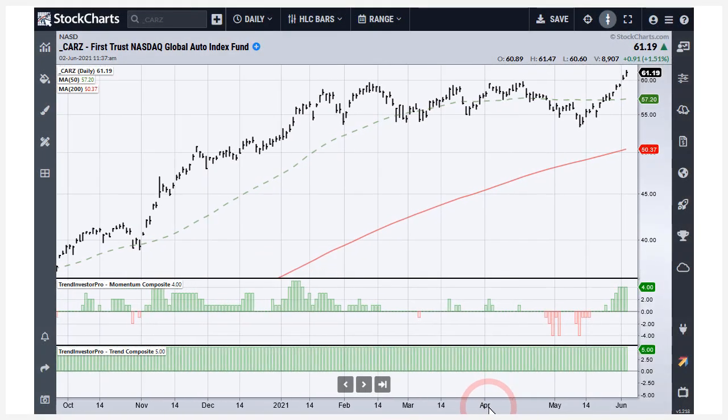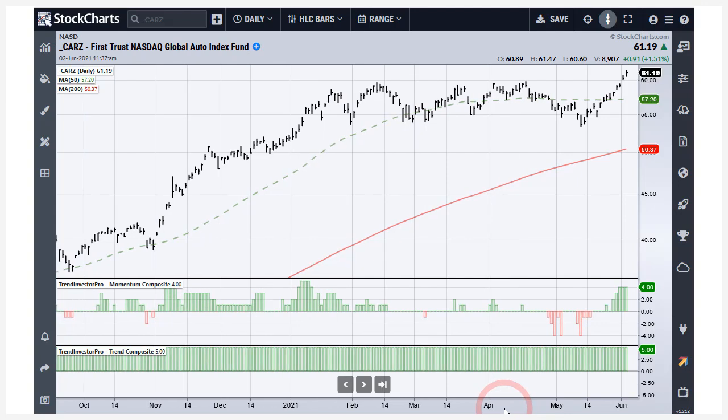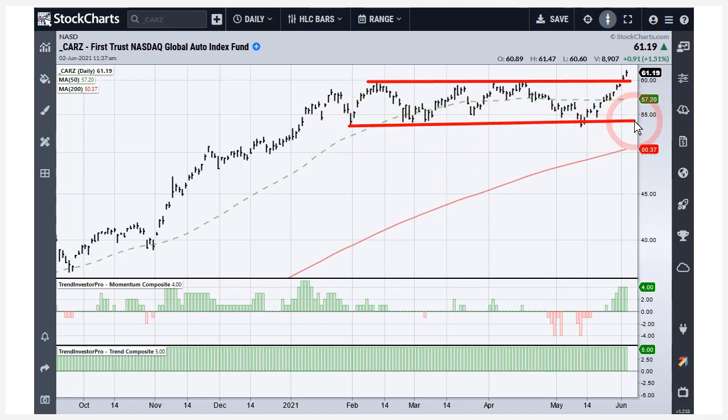So here's the CARZ ETF on StockCharts ACP. And there you can see that big move and then this big consolidation. And now we're breaking out of that consolidation and hitting a 52-week high. And you can also see here that there's what some people would call a support break. But I pretty much ignore support breaks when you're that far above the 200-day and when the trend composite is all bullish, all 5 signals.